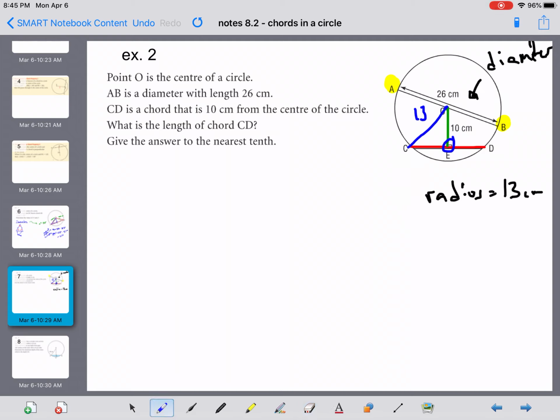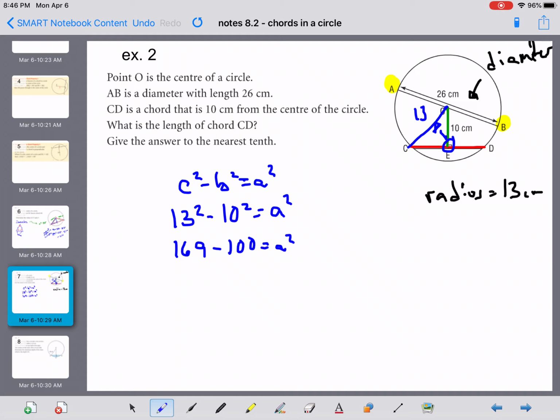My 90 degree is in that corner, so I'm looking at the opposite, which means 13 is my hypotenuse. So I'm looking at c squared minus b squared is equal to my unknown. c squared is 13 squared, b squared is 10 squared, and a squared is my unknown. 13 squared is 13 times 13, that's 169. 10 squared is 10 times 10, which is 100, and that's equal to a squared. Working vertically, 169 take away 100 is 69.